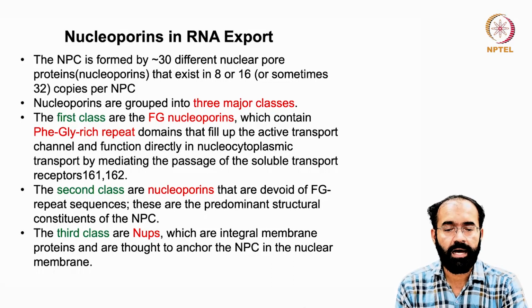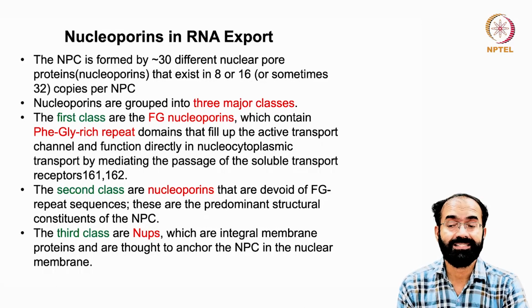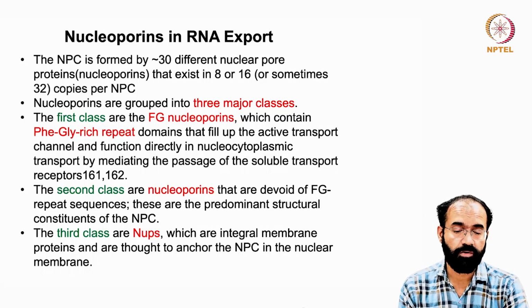So nucleoporins are grouped into three major classes. The first class are the FG nucleoporins, those nucleoporins that contain the FG repeat, the phenylalanine glycine repeat. These phenylalanine glycine rich repeat domains fill up the active transport channel and function directly in nucleocytoplasmic transport by mediating the passage of the soluble transport receptors. So these are the FG nucleoporins, the first class of nucleoporins.